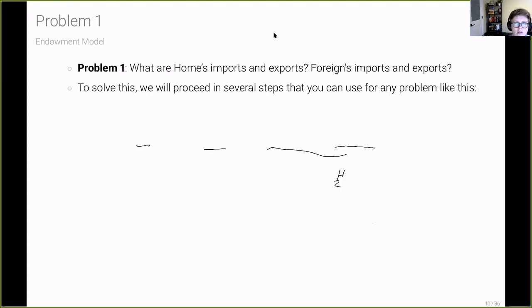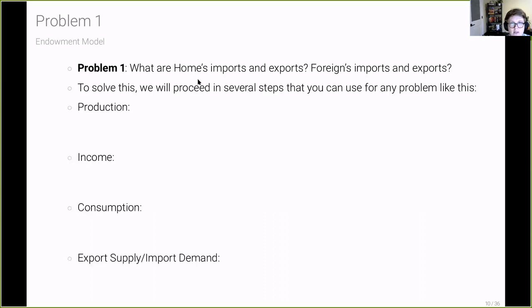To solve this, I'm going to give you a framework that you can use for thinking about any of these problems. This is useful for me, maybe it's not as useful for you, but in any case, I'll show you. The first thing that I always want to think about is what's going to be my production in this model.